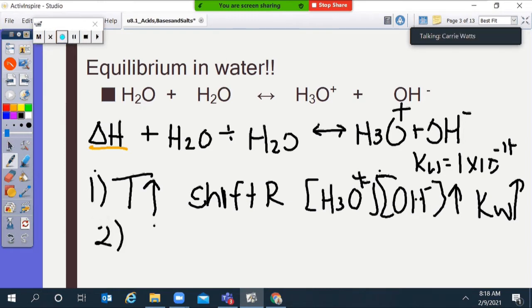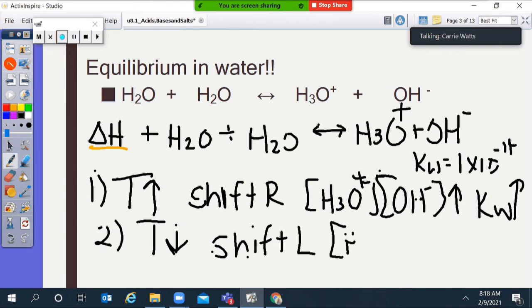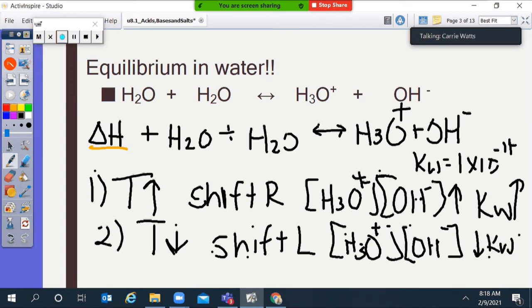Okay, what would happen instead if temperature decreased? Well, think about it. If you take temperature away, you're going to shift toward the delta H, and since it's an endothermic reaction, it's going to shift left. Your concentration of hydronium will go down, your concentration of OH will go down, and hence your Kw will also go down. So temperature and Kw are directly related for this endothermic reaction, equilibrium in water.